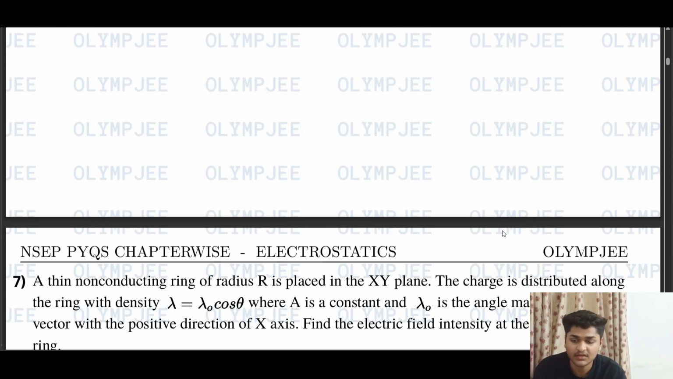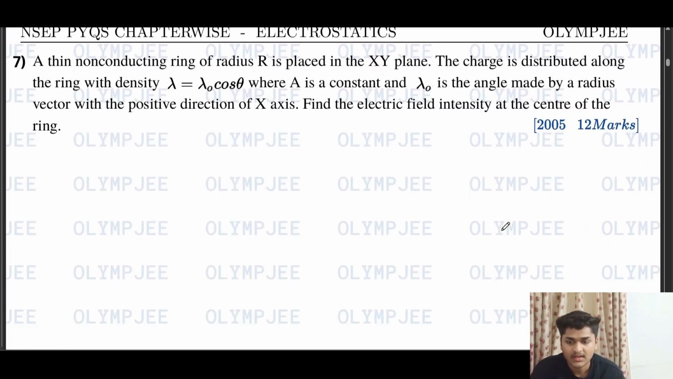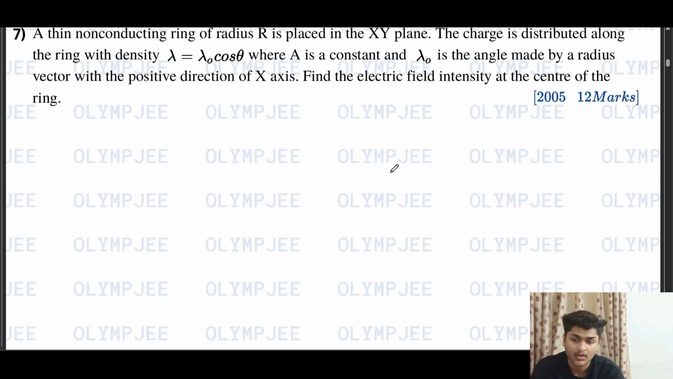So moving on to question 7, we have a thin non-conducting ring of radius r placed in the xy plane. The charge is distributed along the ring with density lambda equal to lambda naught cos theta, where theta is the angle made by the radius vector with the positive direction of x. So we need to find the electric field intensity at the center.